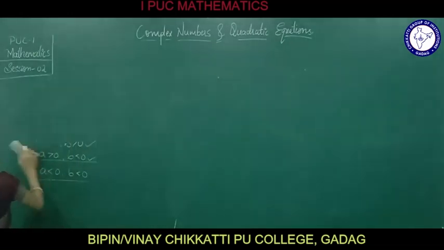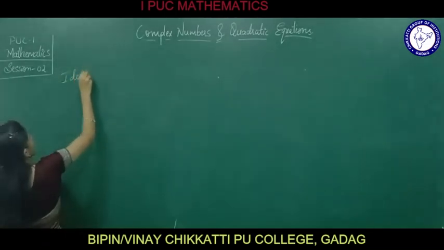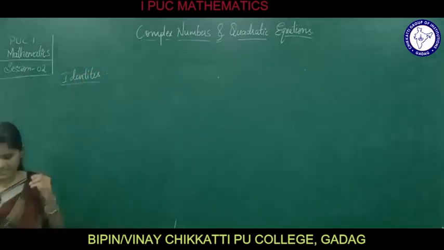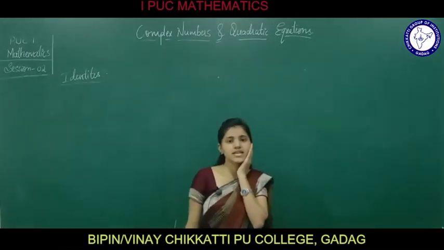How are we going to solve this? Let us first begin with the identities. Let us first consider (z1 + z2) whole square. Let us try proving that.